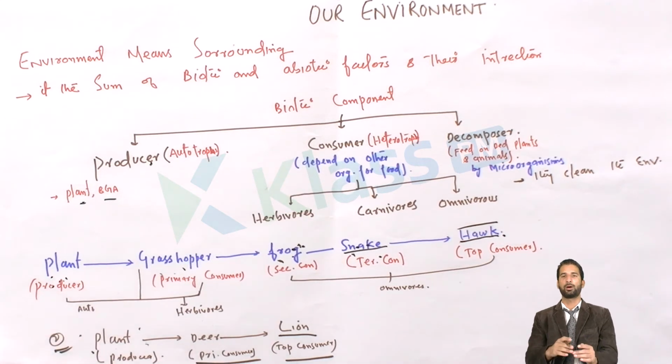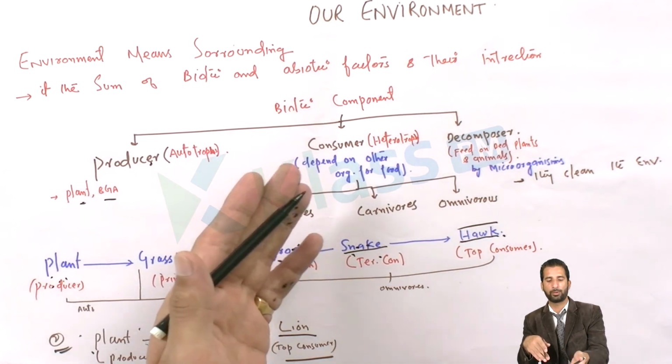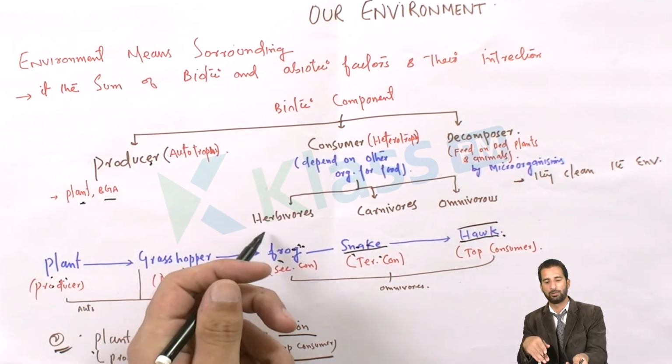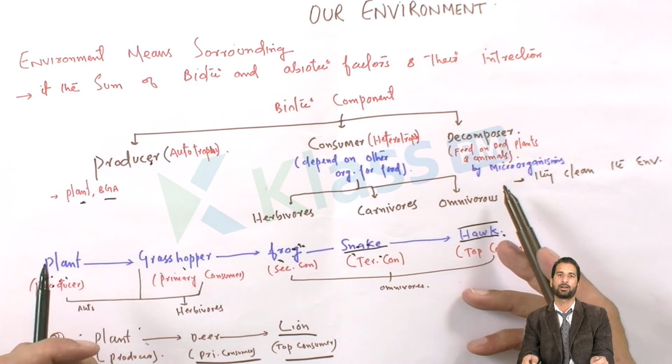So this is all about what the environment is and what the biotic components of the environment are. Biotic components include producers. Producers means autotrophs. They also include the consumers, and consumers are further classified into primary consumer, secondary consumer, and tertiary consumer. So you see here, consumers include herbivores, carnivores, and omnivores. And next in the line is the decomposer.